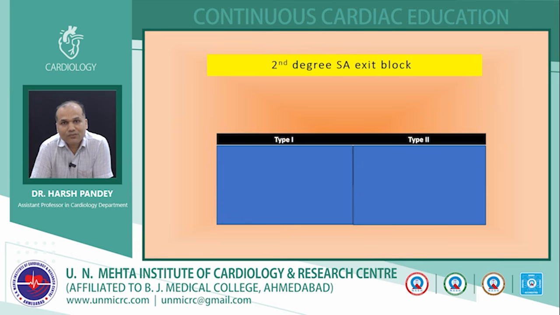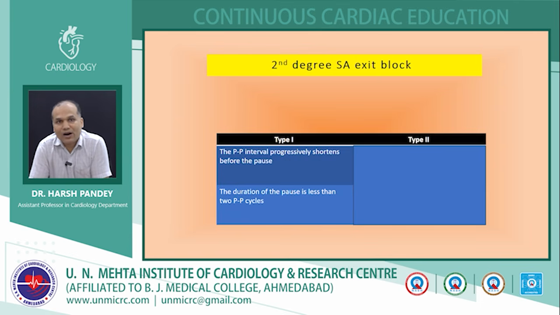Coming to the second degree SA exit block, there are two types, type 1 and type 2. In type 1, how can we recognize it in the ECG? The PP interval will progressively shorten before the occurrence of a pause, and the duration of the pause will be less than twice the PP cycle.